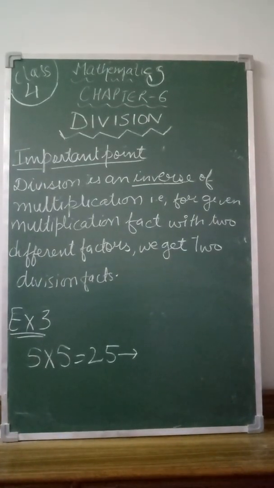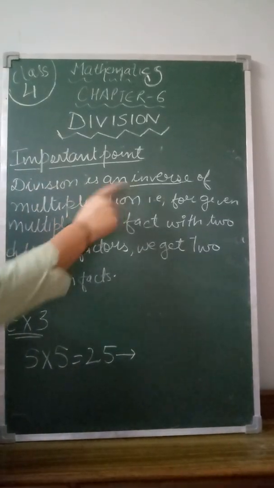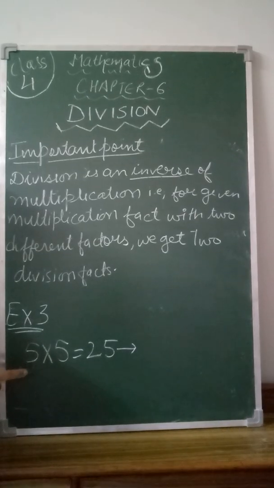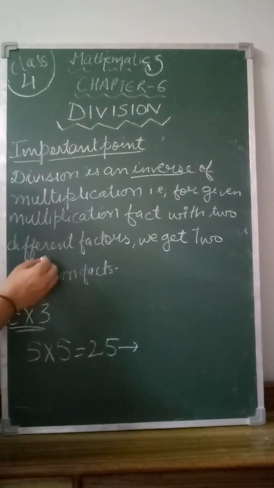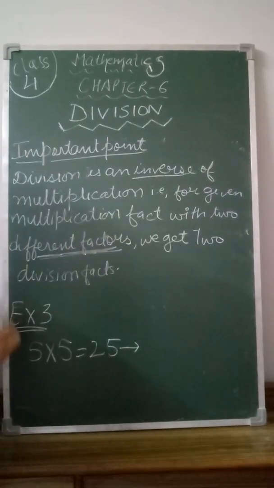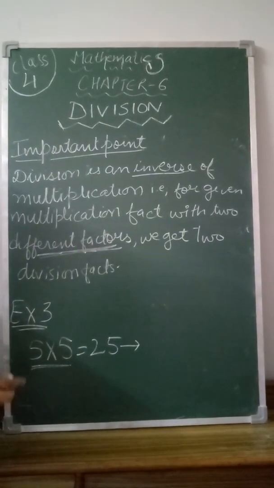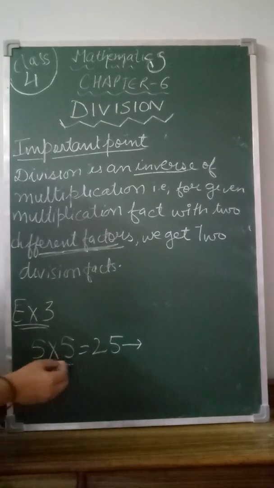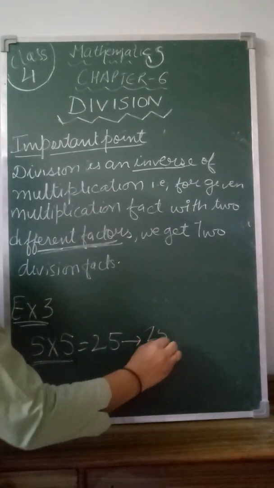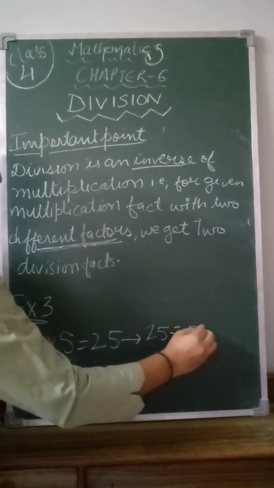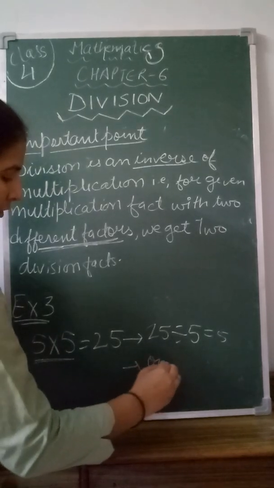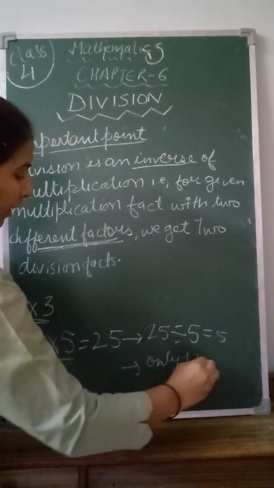Now this is my third example of the same topic, division is an inverse of multiplication. Again I have one multiplication fact, but what can you observe here? Here they have no two distinct factors. They have the same factors. So this I want to make clear here. If the factors are the same, then only one division fact is there. You can write in the second one, only one fact is possible.